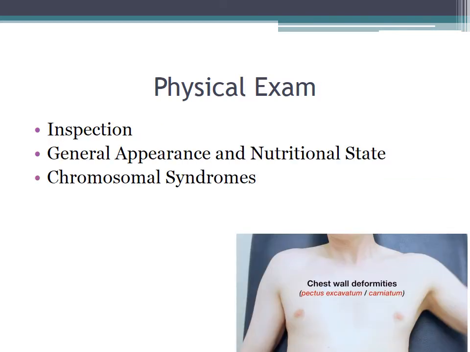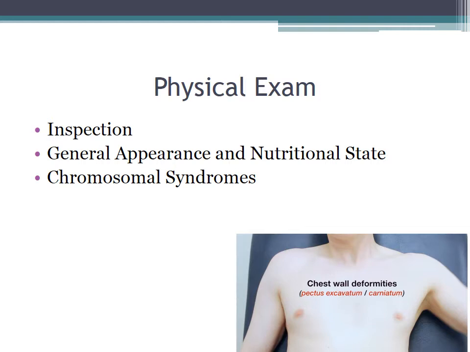So let's talk about inspection. A lot of information can be gained by just simple inspection without disturbing a sleeping infant or frightening a child with a stethoscope. Inspection should include the following: general appearance and nutritional state, any obvious syndromes or chromosomal abnormalities, color, particularly cyanosis, pallor, or jaundice, clubbing, respiratory rate, dyspnea, retraction, sweat on the forehead, and chest inspection.